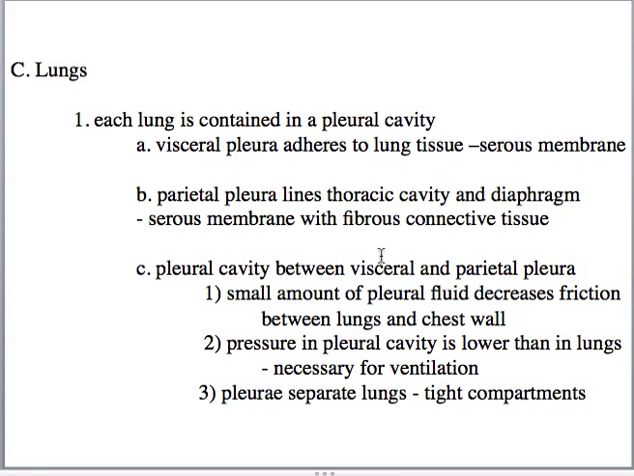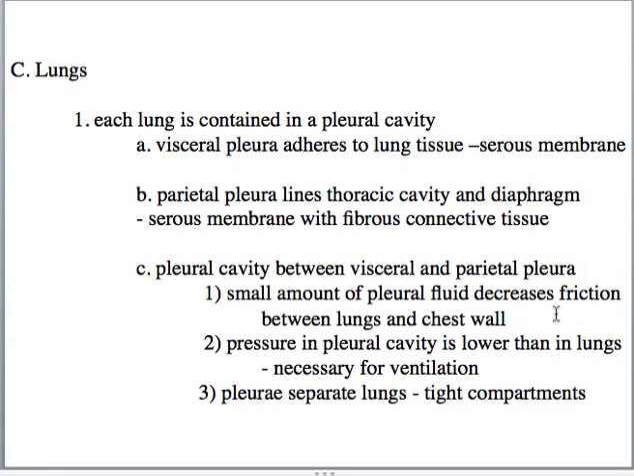It again is a serous membrane that has fibrous connective tissue. There is a cavity between the visceral and the parietal pleura. It's a very small cavity, but there's a little bit of fluid that exists in that cavity called pleural fluid, and that's very important because it decreases the friction between the lungs and the chest wall.